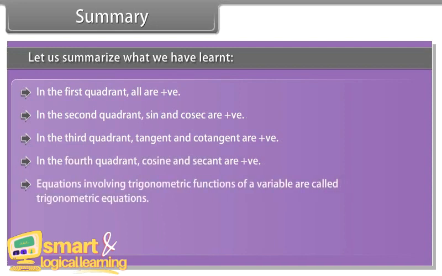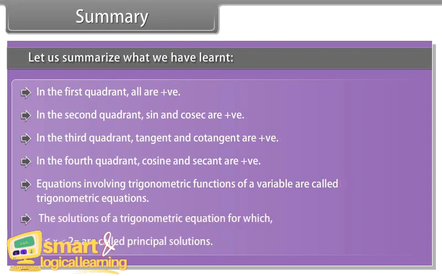Equations involving trigonometric functions of a variable are called trigonometric equations. The solutions of a trigonometric equation for which 0 is less than or equal to x, less than 2 pi, are called principal solutions.